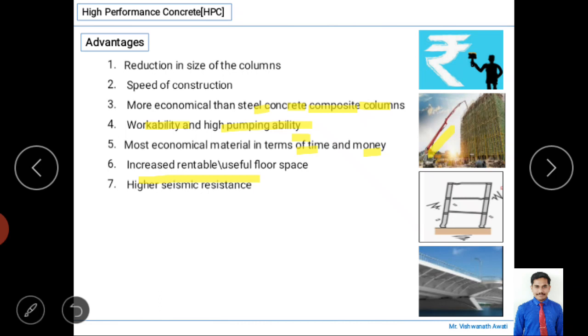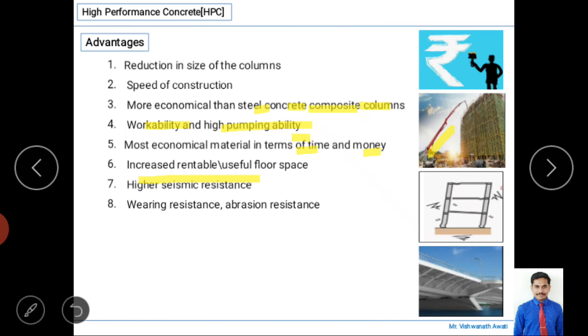So here, if you take high performance concrete, it has good resistance to seismic vibrations or seismic disturbance, and it reduces the failure of the building due to seismic forces. Next is wearing and abrasion resistance. It has good wearing and abrasion resistance.